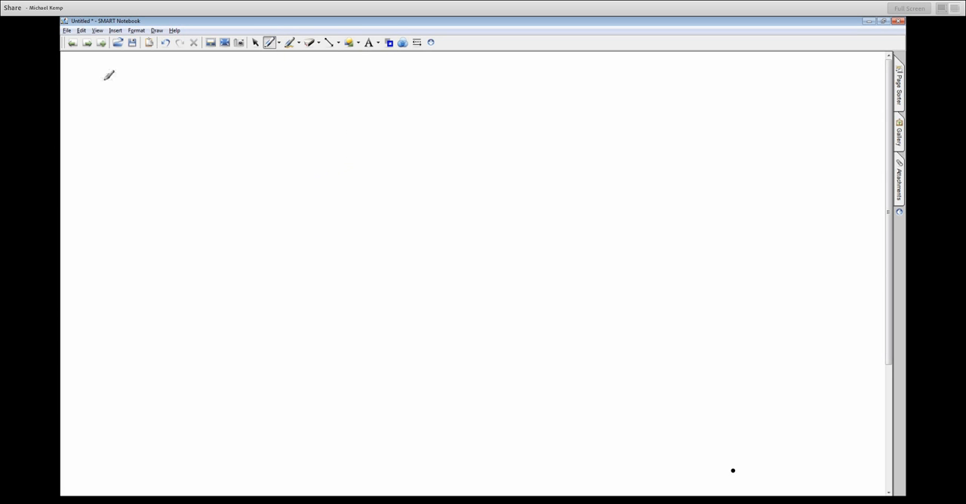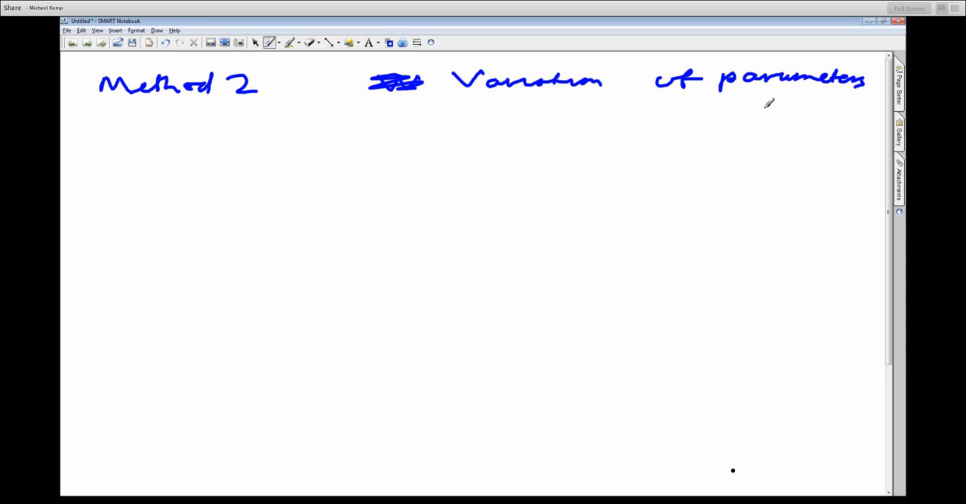So method 2 is called the variation of parameters. Okay, so you've seen similar ideas to this in terms of integrating factors. So I'll just mention integrating factors and then I'll explain what it is in this circumstance.